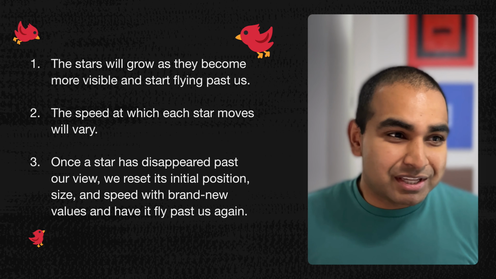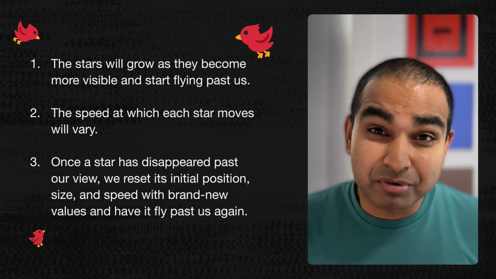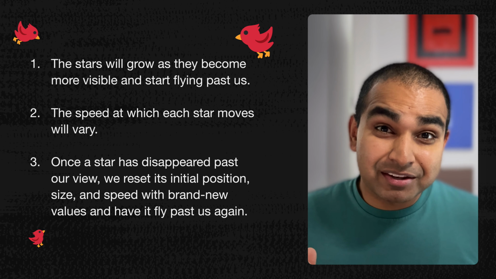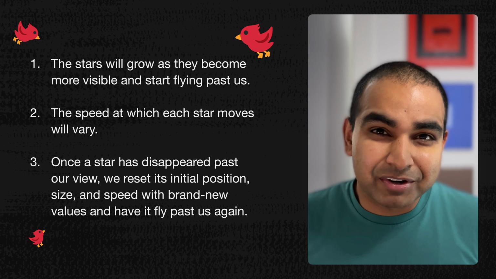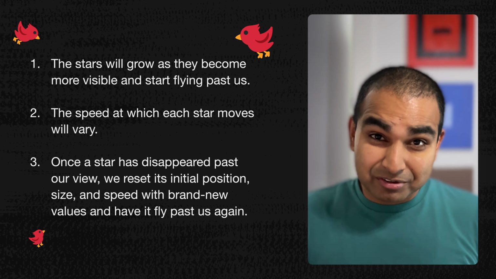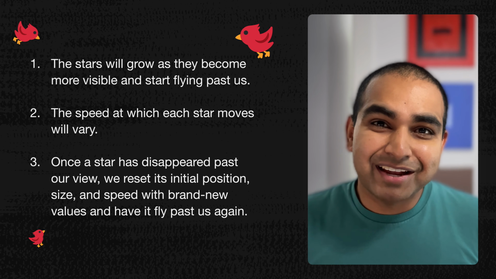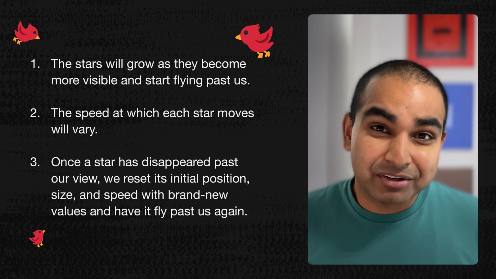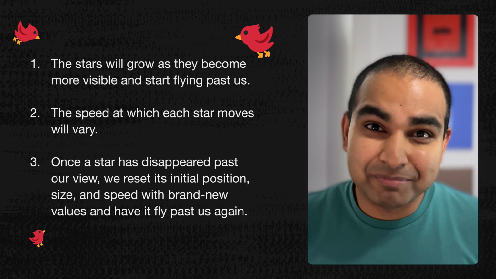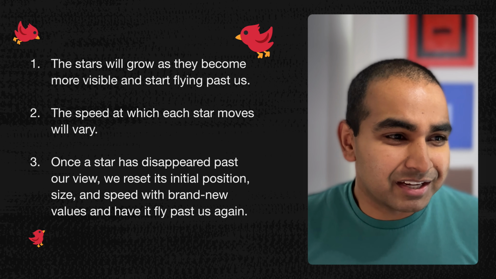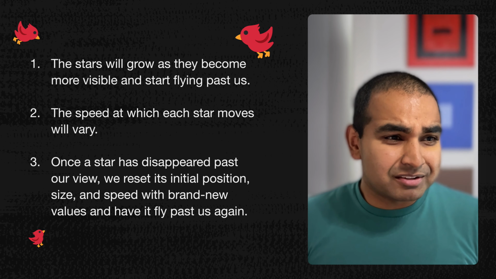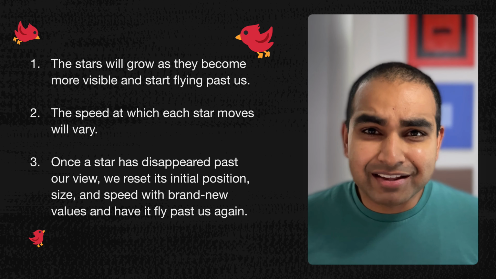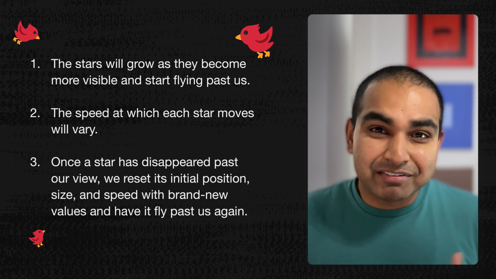The speed at which each star moves is going to vary. Some stars will move very quickly, some will move very slowly, which creates this nice illusion where just because an object is large doesn't mean it's going to be moving very slowly. It could be that it's an object very close by to us, which means it's moving really quickly. And also an object moving very slowly in the distance doesn't mean that it's just a really large object. It could just be that it's literally moving very slowly because it's an asteroid or has some other effect on it. And lastly, once a star has disappeared past our view, we reset its initial position, size, and speed with brand new values and have it fly past us again.